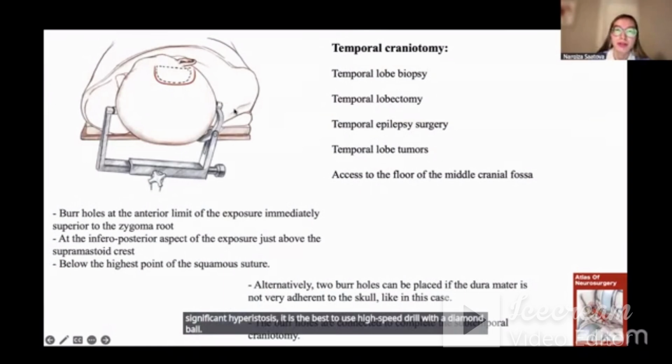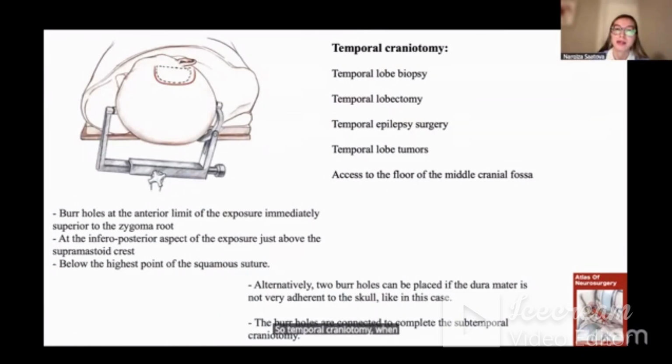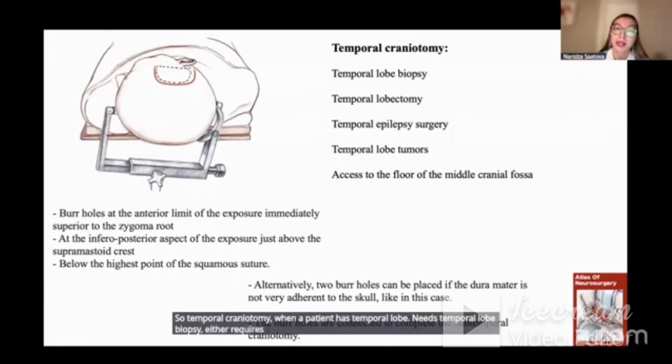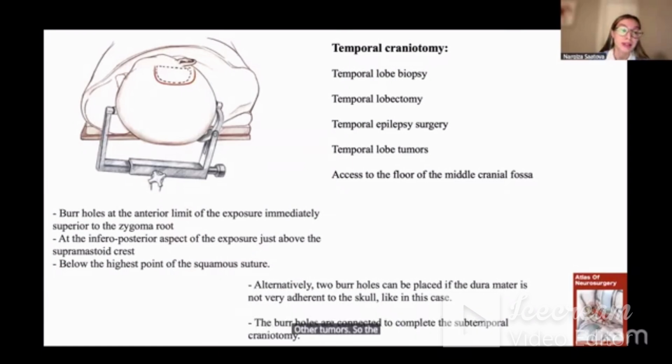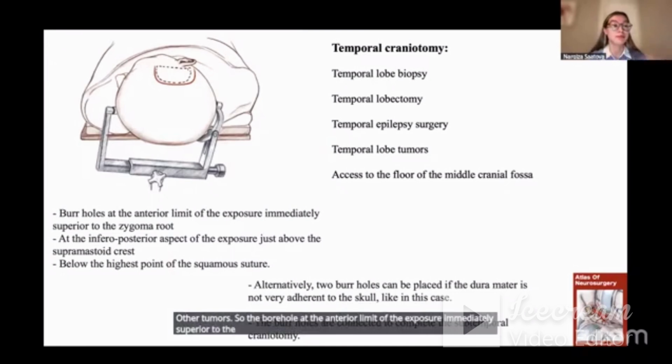Temporal craniotomy is used when a patient needs a temporal lobe biopsy, or requires temporal lobectomy, temporal lobe epilepsy surgery, or other tumors. The borehole is placed at the anterior limit of the exposure immediately superior to the zygoma root, and at the inferior posterior aspect of the exposure just above the supramastoid crest, below the highest point of the squamous suture. Alternatively, you can put either one borehole or two boreholes. Again, it depends on the surgical preferences and experience of the surgeon.